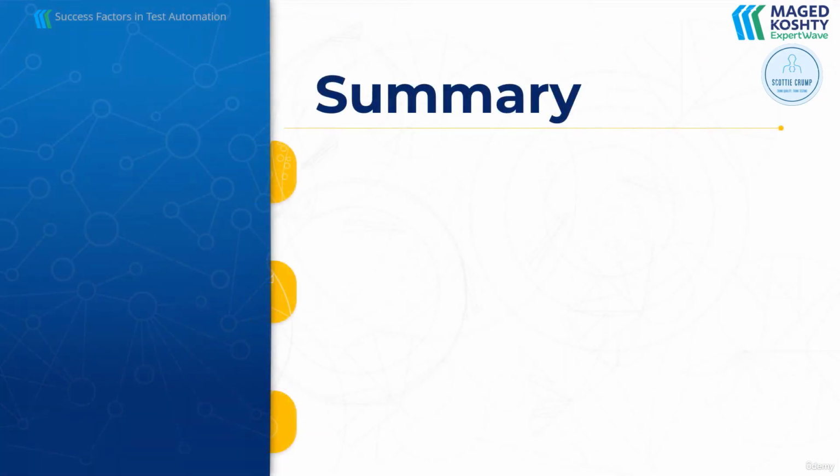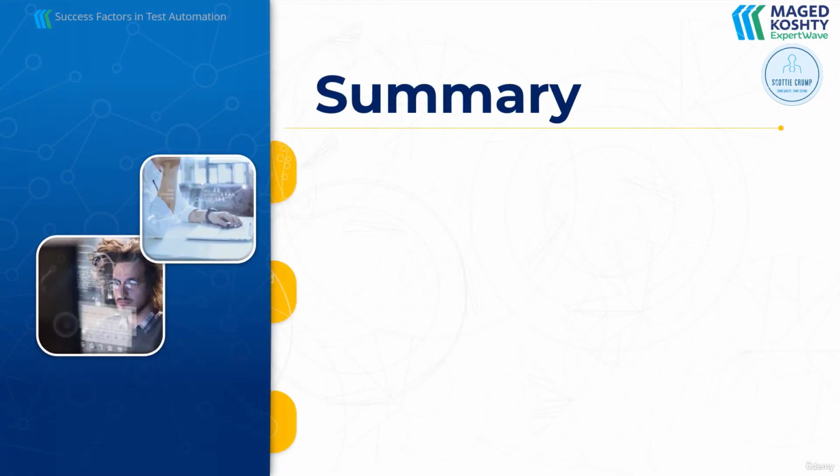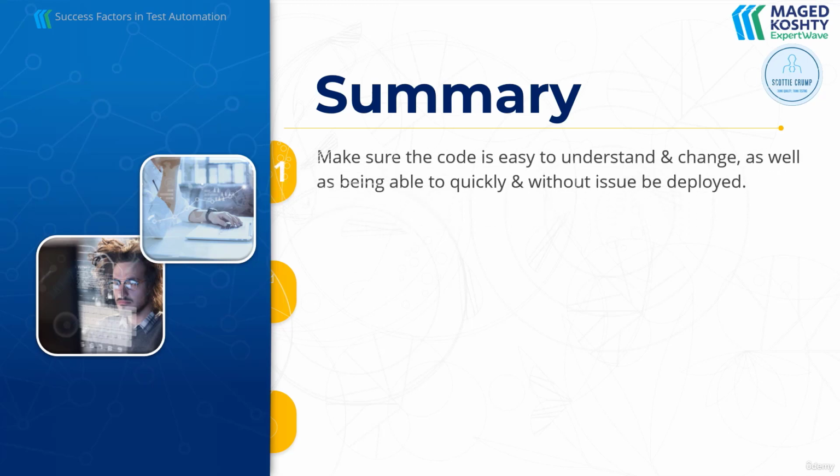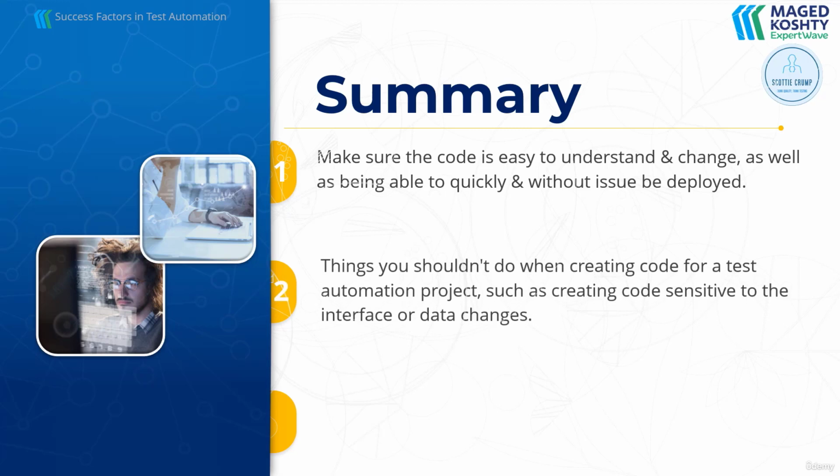To review, we looked at some key things to consider when maintaining test automation code. These include making sure that the code is easy to understand and change, as well as being able to quickly and without issue be deployed. We also looked at some of the things that you shouldn't do when creating code for a test automation project, such as creating code sensitive to the interface or data changes. Finally, we looked at some technical success factors for a test automation project. In the next section, we will look at preparing for test automation.